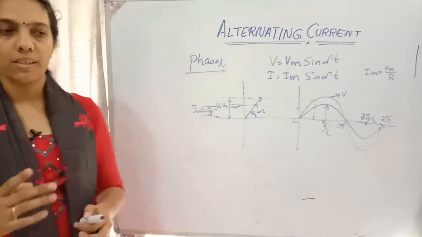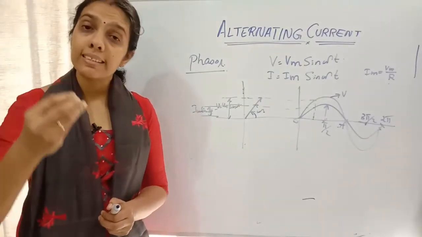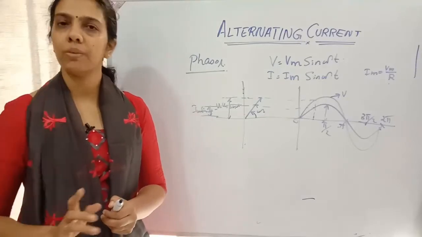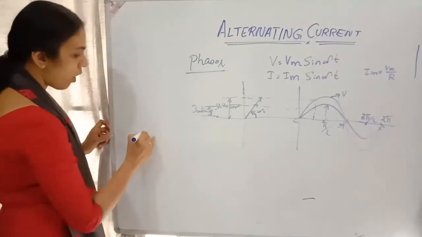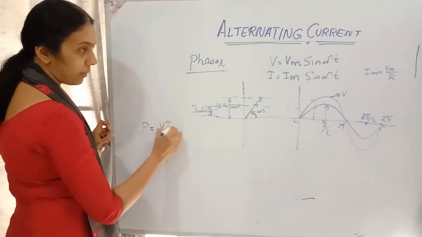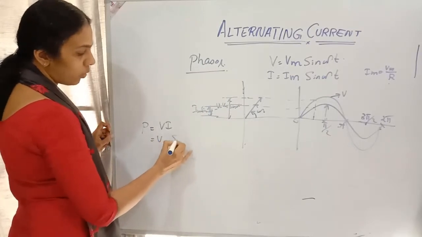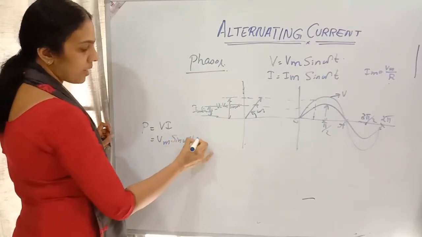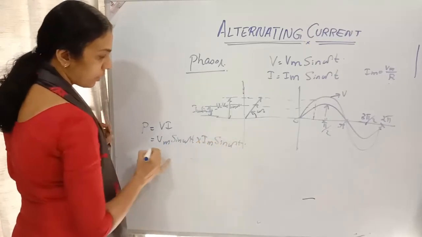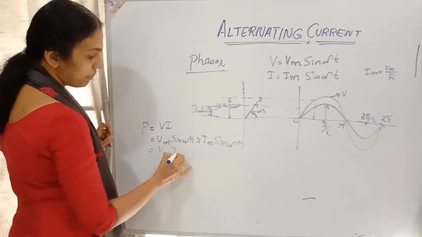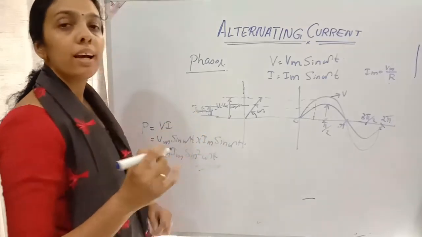Next, we are going to discuss the power. Instantaneous power and average power we will find out. So what will be the power? How can we find it out? The power formula is P equals V into I. We know V equals Vm sine omega t. What is I? Im sine omega t. So Vm Im sine square omega t. This will be the power.